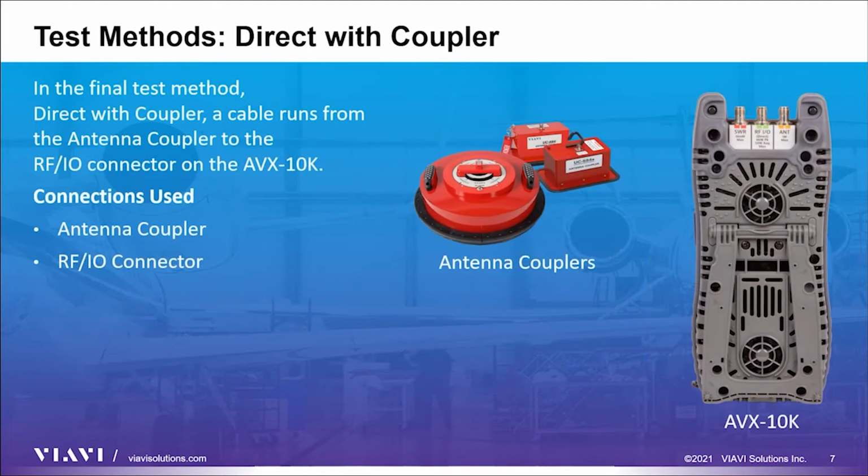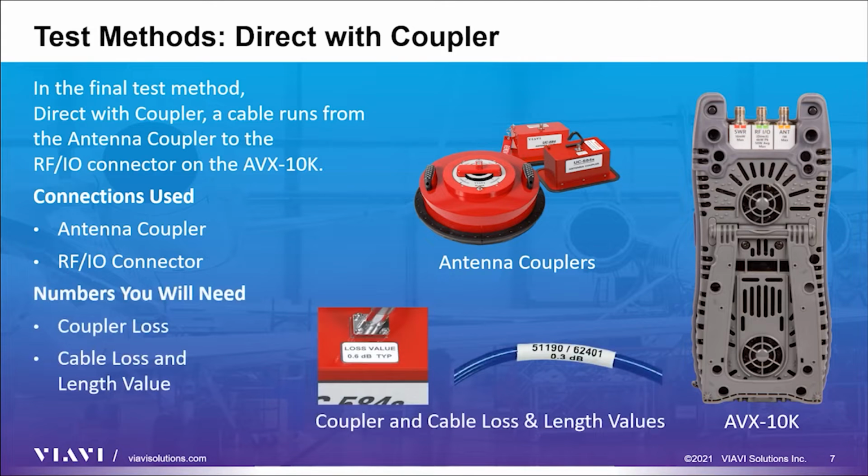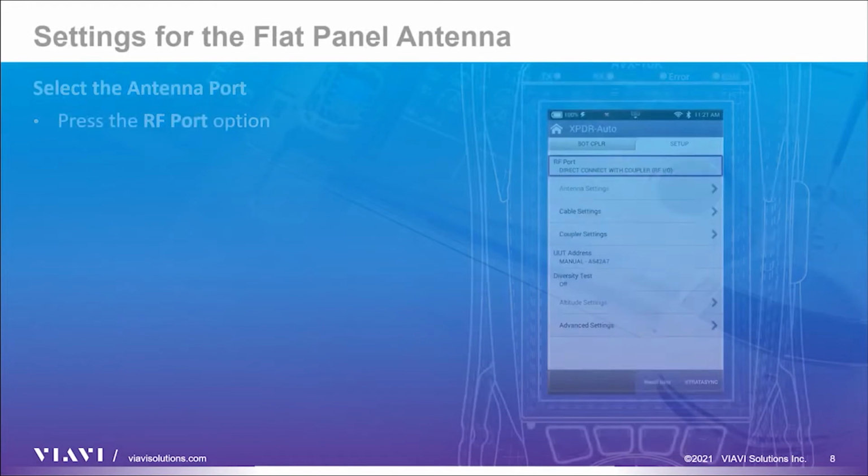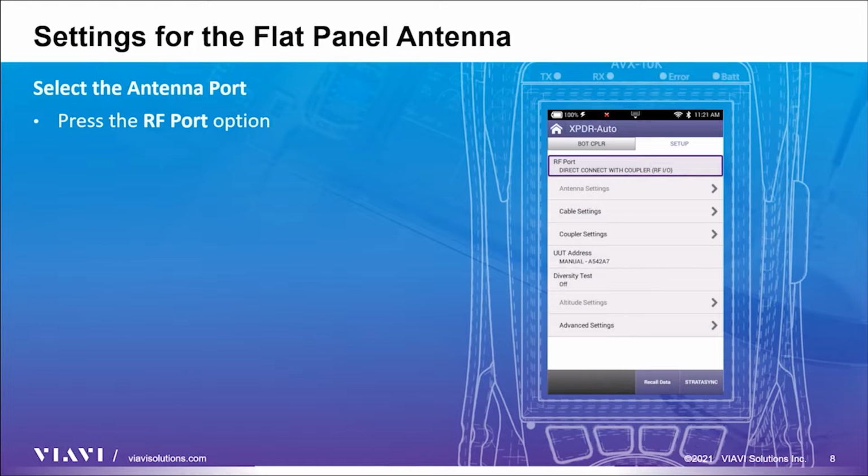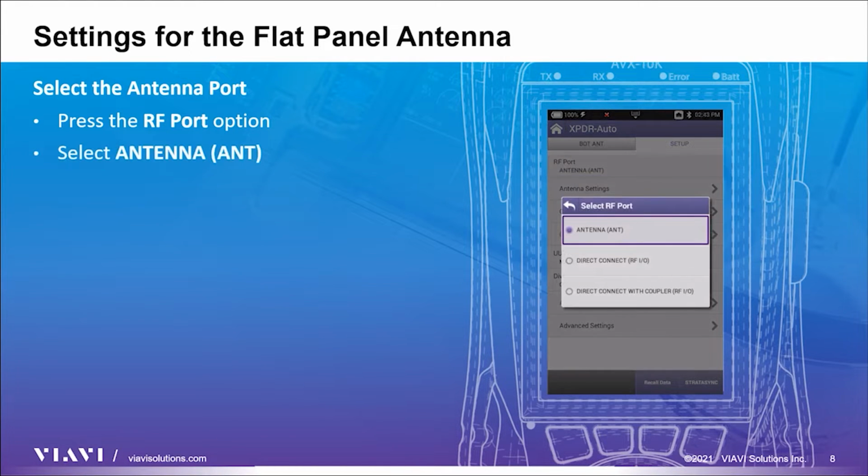The last test method is direct with coupler. The couplers are attached to the RFIO connector port on the AVX-10K. The loss values for the coupler and connecting cable can be found on the coupler and cable and will be used later in the setup. The test method is set via the RF port option. Press RF port on the display to see a pop-up menu with the three test methods and choose the option suited to your needs. Let's choose antenna, ANT, and review the options available.